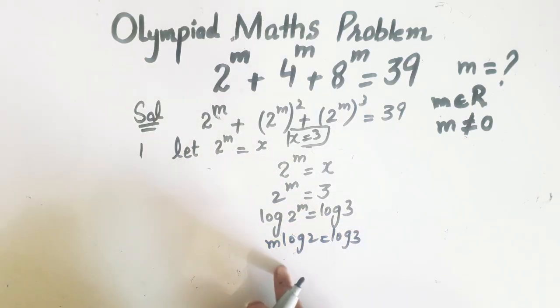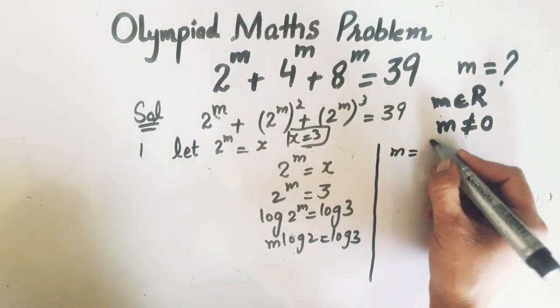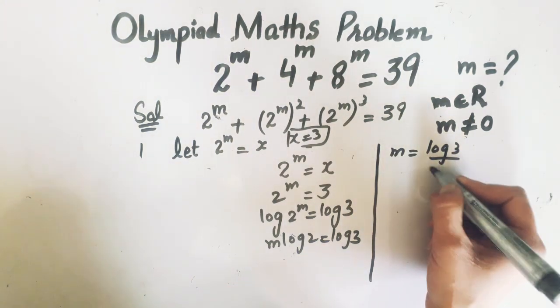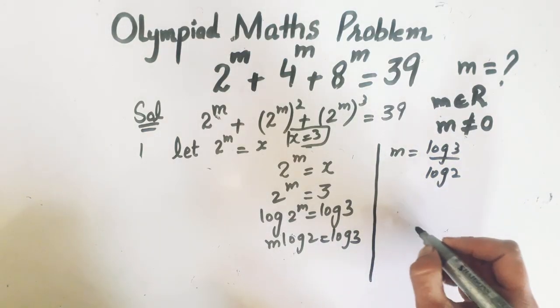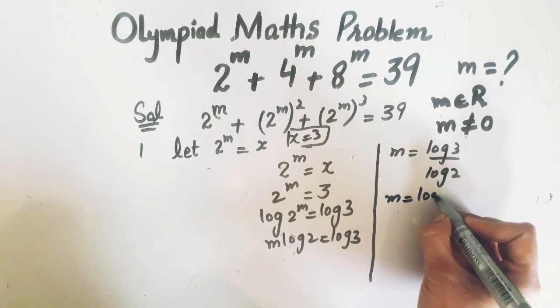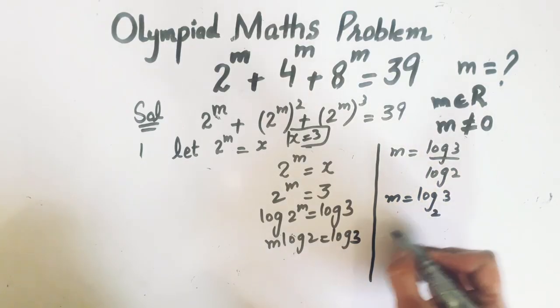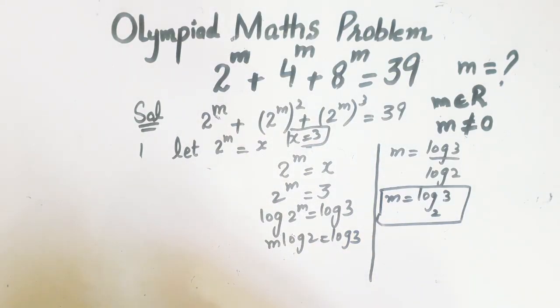Now you can see m is multiplied here, so it will be divided. So we will write this as m equals log of 3 divided by log of 2. But we can apply the change of base rule on this, and according to that we have the value of m. So m equals log base 2 of 3. So this is the value of m. Now you can see how easily we have solved for m, that equals log base 2 of 3.